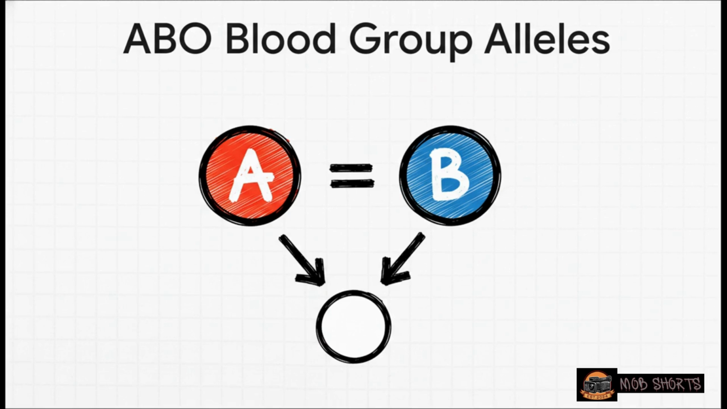You see, there are three different alleles involved, IA, IB, and little i. Now here's the deal. IA and IB, they're codominant with each other, but both of them are completely dominant over the recessive i allele. It's like a little genetic soap opera.